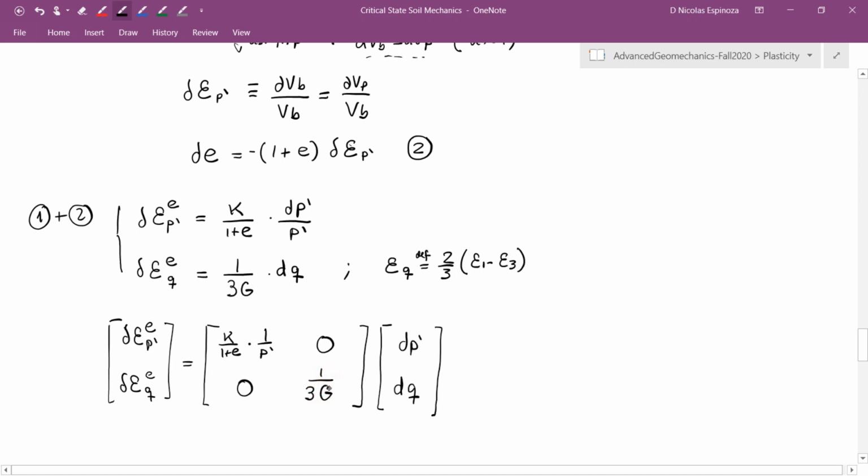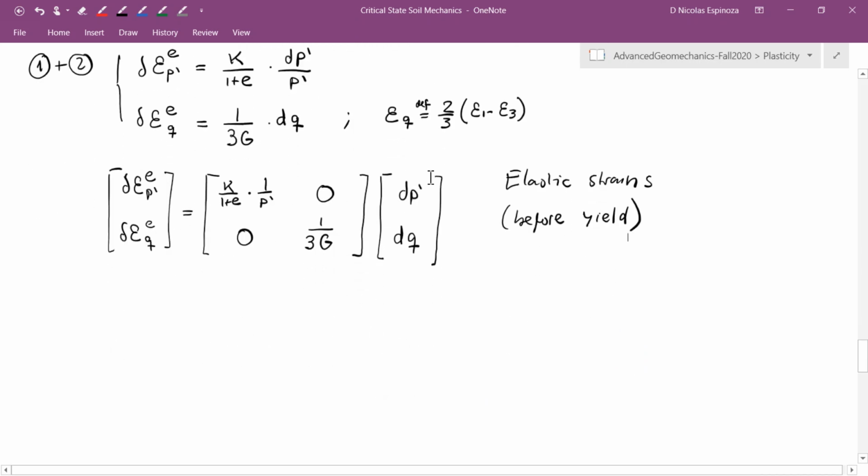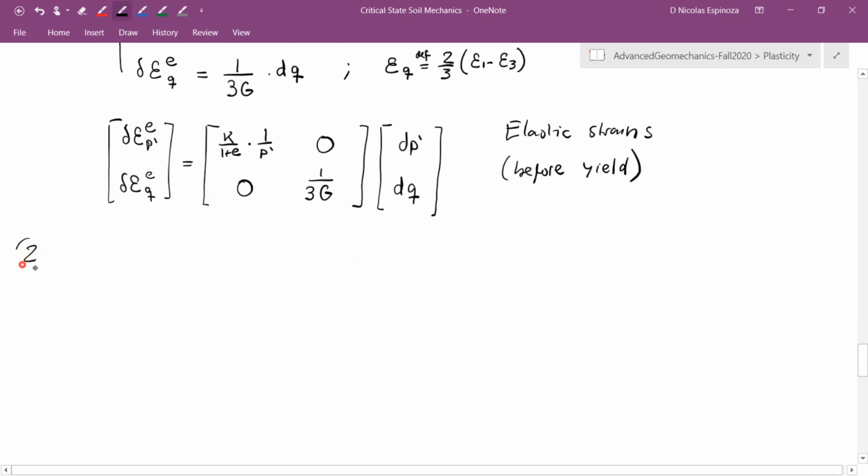And that's it. That's how we can calculate the elastic strains, of course, before yield. Let's go now into calculating the plastic strains. So section 2, plastic strains.